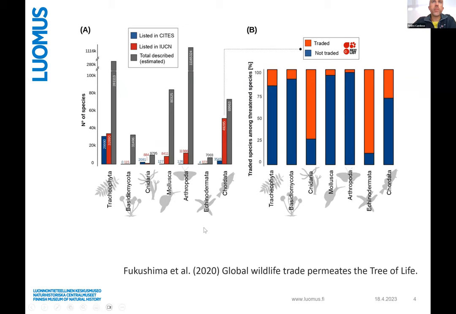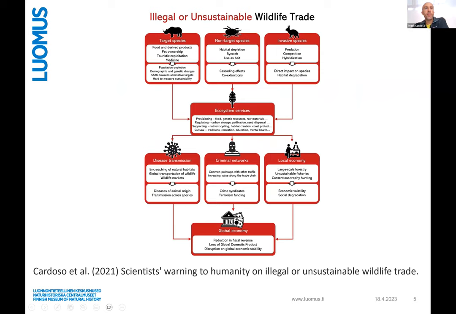This also reflects what I was saying: although vertebrates are the ones which are more known in terms of what's happening with them, which species are traded, the trade, in fact, involves many other groups. We tried to summarize much of what was happening around the globe in this other publication, the Scientists' Warning on illegal and unsustainable wildlife trade. And we have seen that there were eight consequences of the wildlife trade, because when you trade the species, you're not only affecting the species that is being traded, but you're going much further than that.